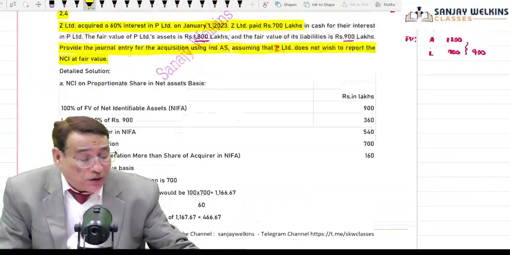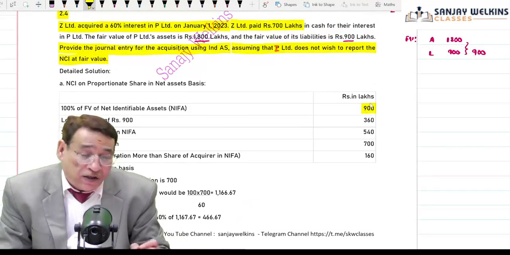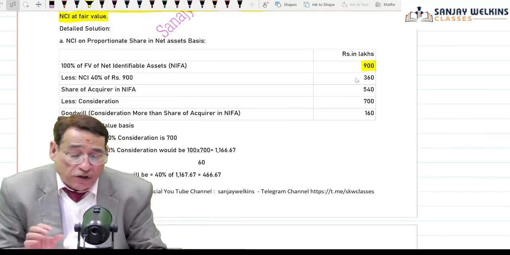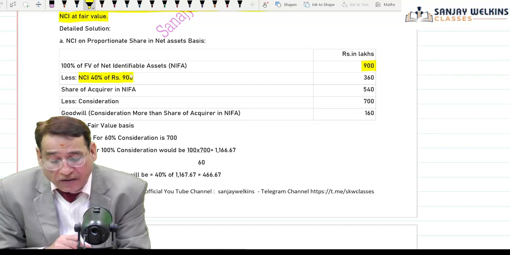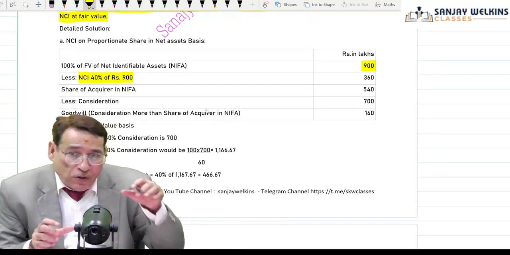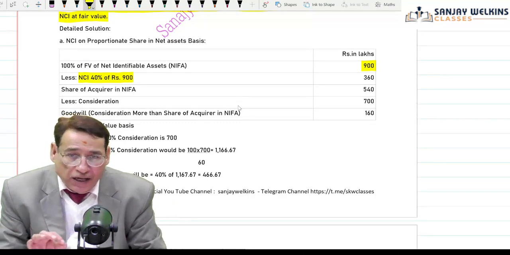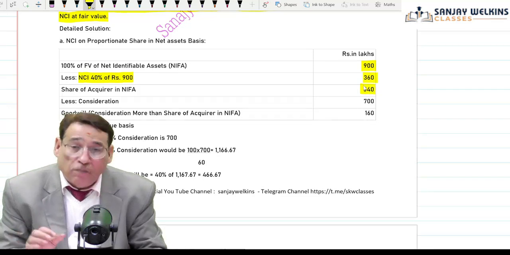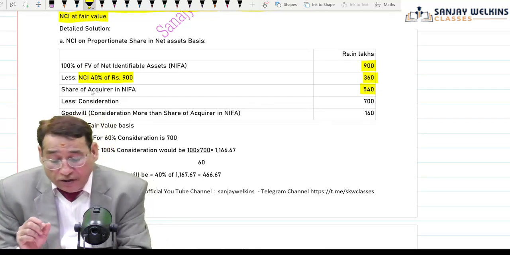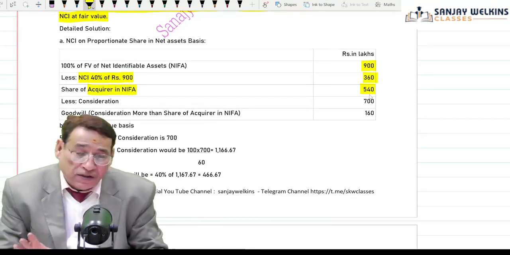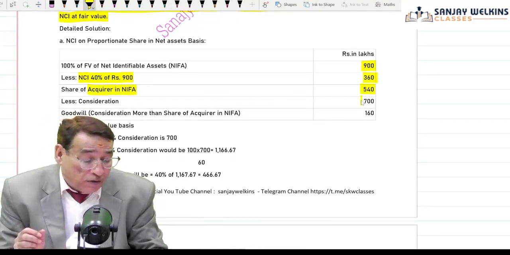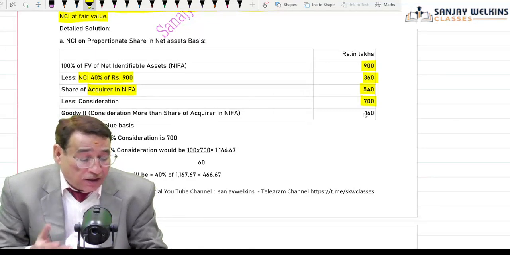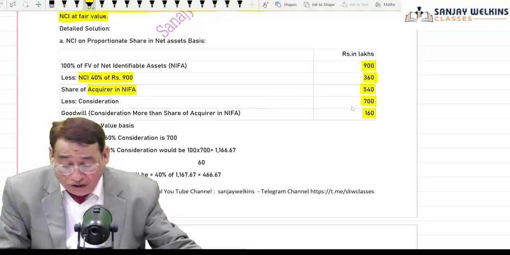I have already told you that on the date of acquisition, net asset is equal to 900. First you write net assets 900. Then you will have to find out the share of NCI in order to compute NCI on PSNA basis, because you have got hold of 60%, 40% will be NCI. So 40% of 900 will be equal to 360. Remaining 540 will belong to the acquirer. So share of acquirer in the net asset is equal to 540. And then you are going to compare it with the consideration. Amount of consideration is more than the share. So 160 will be amount of goodwill, correct?